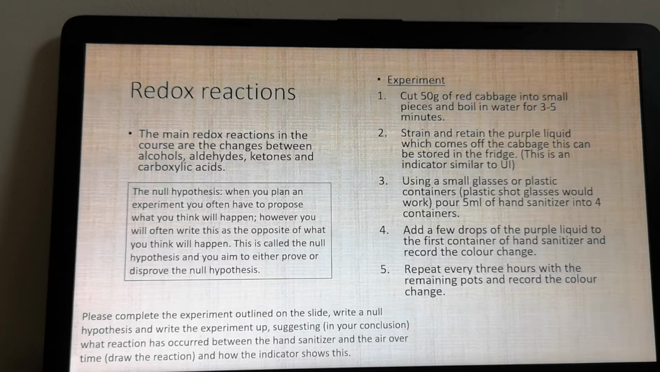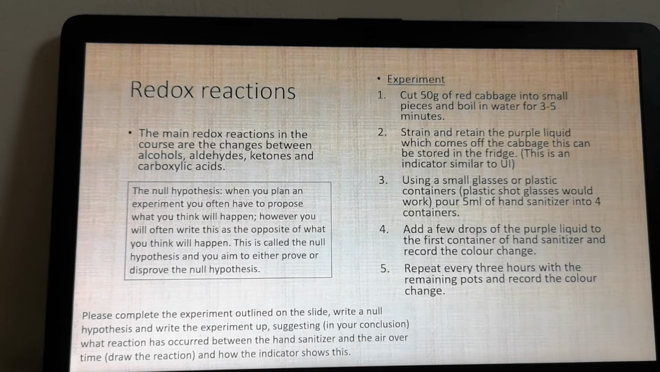results, and conclusion. I'd like for you to say what reaction you think has occurred between the hand sanitizer and the air over time. I'd like for you to draw the reaction. It is going to be a redox reaction, so that's a reduction oxidation reaction. That's usually when we talk about organics between alcohols, aldehydes, ketones, and carboxylic acids.